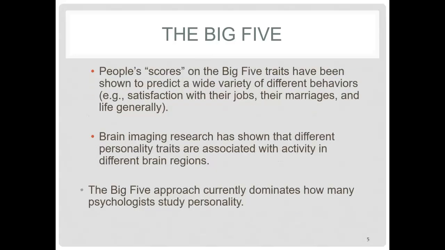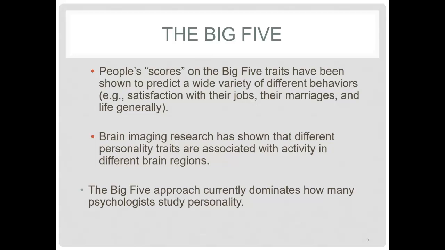Something that's interesting is that how people score on the Big Five trait inventories has been shown to be predictive of a wide variety of behaviors: the kinds of careers they go into, the marital satisfaction, how satisfied they are with life in general. And brain research is showing that there are neurological differences on traits.